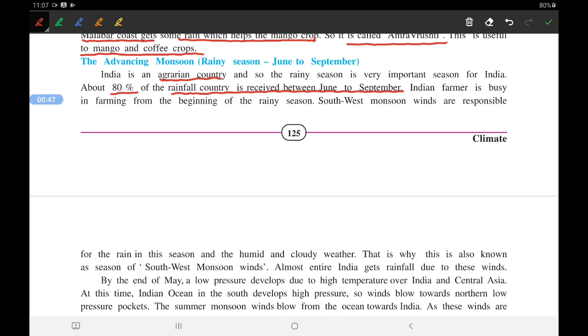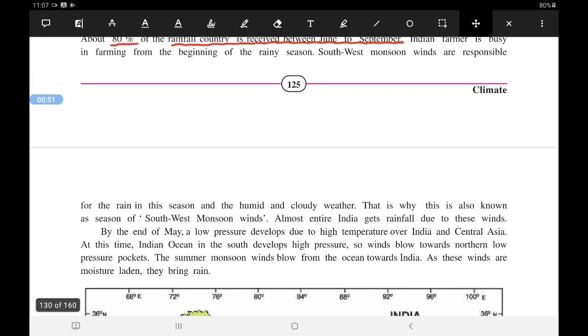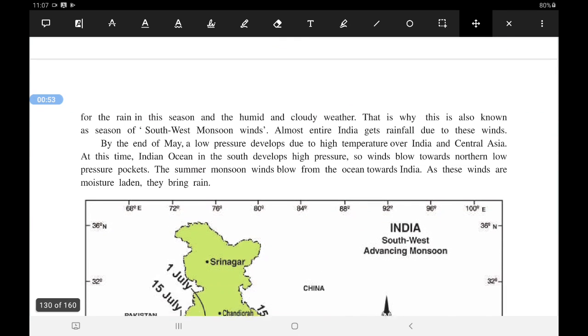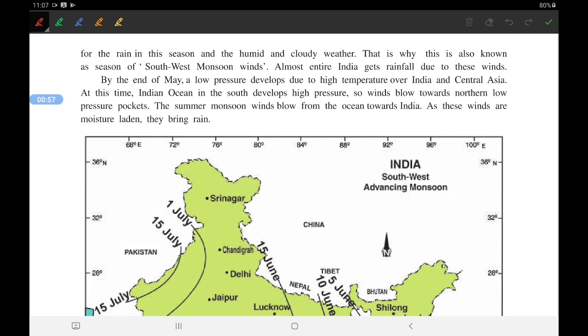Southwest monsoon winds are responsible for the rain in this season and the humid and cloudy weather. That's why it is also known as the southwest monsoon wind. Almost the entire India gets rainfall due to these winds.